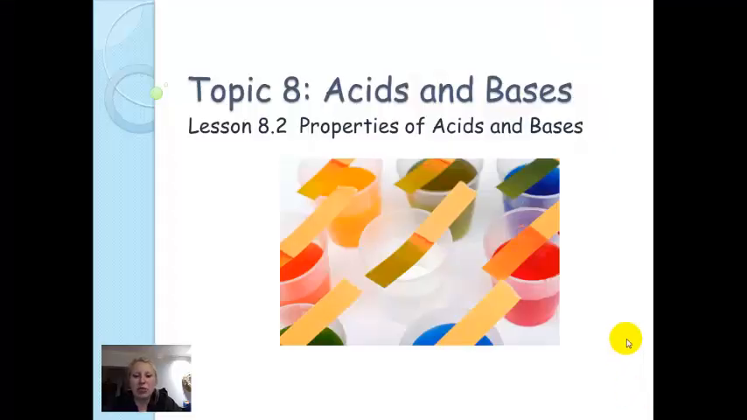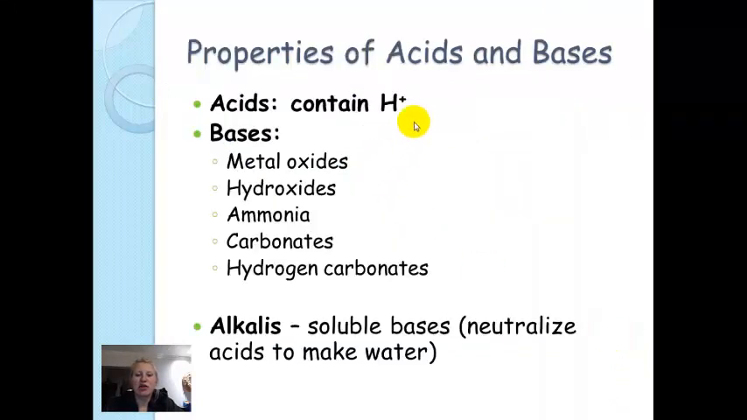This is lesson 8.2, properties of acids and bases. So, some common properties of acids and bases. Acids contain H+ or hydronium ions. Bases are usually things like metal oxides, hydroxides, ammonia, carbonates, or hydrogen carbonates. Alkalis are just another word for soluble bases, which means they neutralize acids to make water.